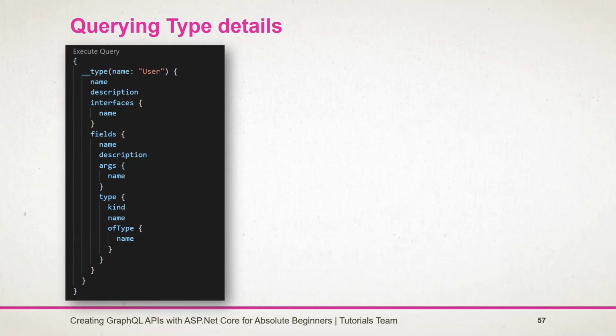Here I have obtained the name, description, and interfaces. For fields, I obtained the name, description, arguments, and the type. I suggest you modify this query and try to obtain the details for the other kinds of types and fields. Stay tuned for the next session.